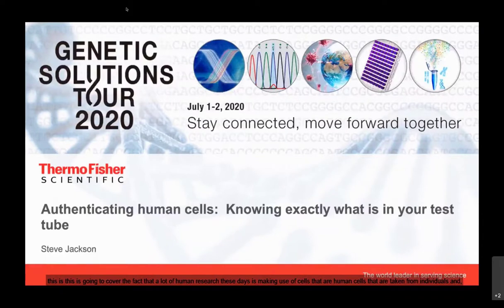Now, this is going to cover the fact that a lot of human research these days is making use of human cells that are taken from individuals and either passaged in culture or manipulated in culture before putting back into the individual for therapeutic research purposes. And so a big problem is making sure that those cells are what you think they are, because you don't want to be putting the wrong cells back or studying the wrong cells in your research.